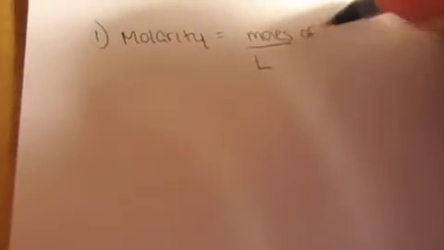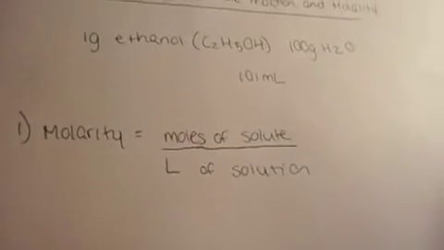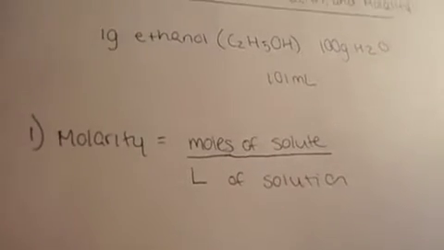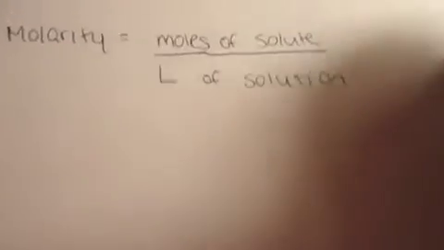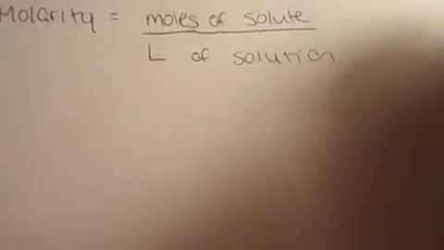Now, to find the molarity, first we have to define what molarity is. Molarity is defined as moles per liter, and that's going to be moles of solute per liters of solution. So now what we have to do is find out how many moles of ethanol we have, because ethanol is our solute. That can be found from the molar mass of ethanol, which happens to be 46.07 grams per mole, and that you can find off of a periodic table just adding up the elements.